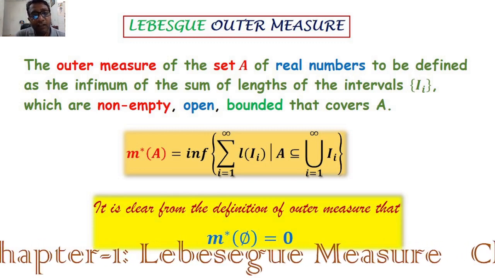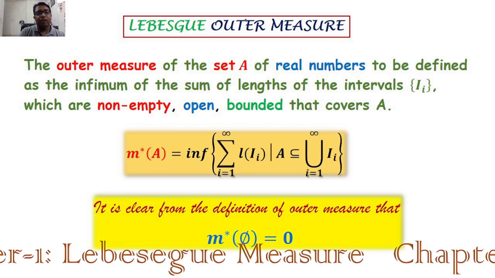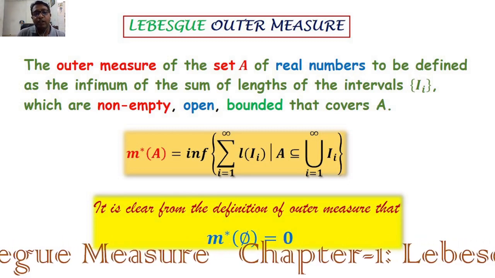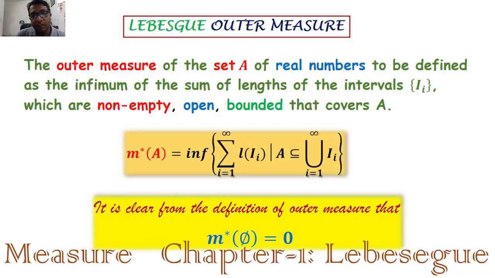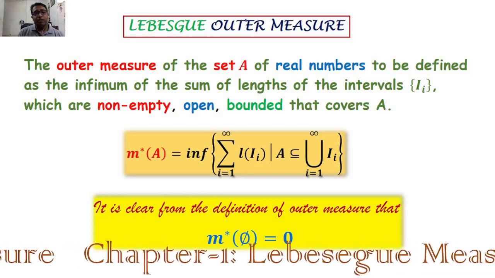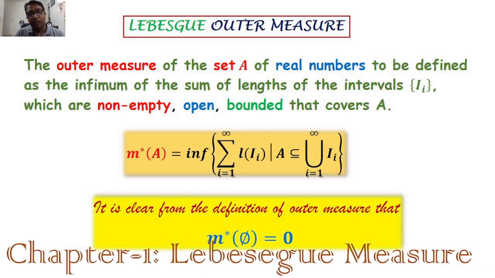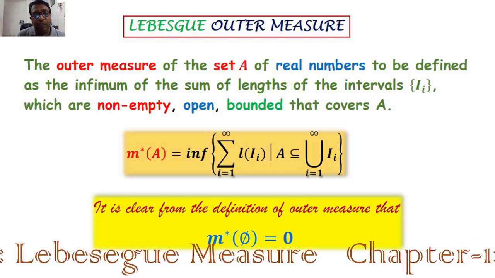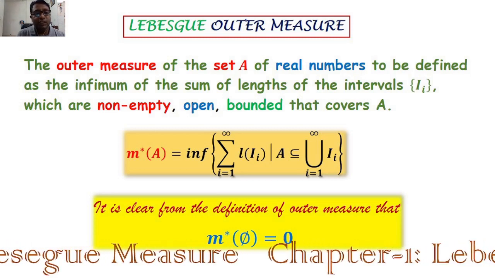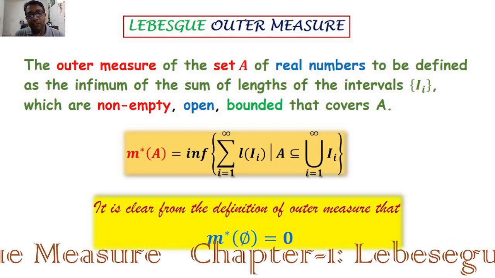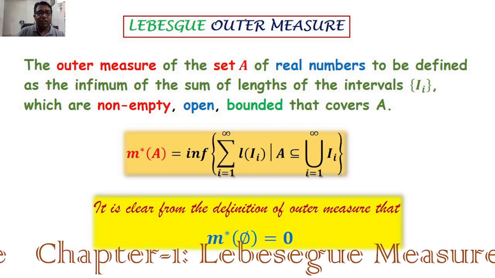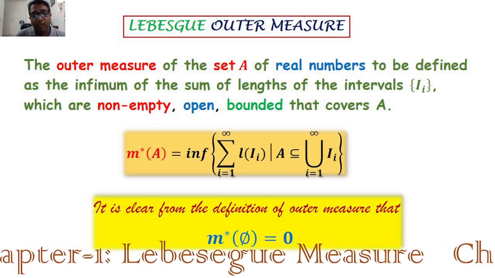Yes, we can find the greatest lower bound, and we have to find the greatest lower bound of the summation of the lengths of the intervals which can cover the set A. So this is the definition of the outer measure. It is clear from the definition that the outer measure of phi will be 0, obviously, because phi is the empty set and we don't need any interval to cover phi. So obviously its outer measure will be 0.